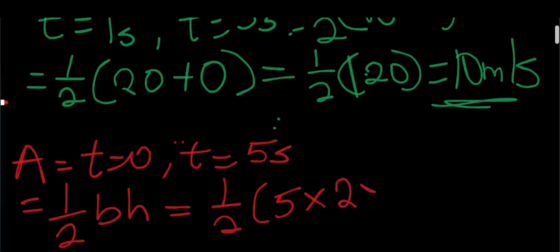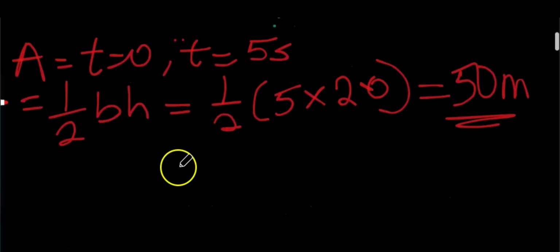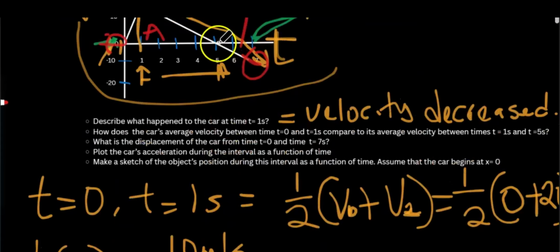Half times 5 seconds times 20 meters per second. By the time we multiply this together, we get 50 meters. That's for A. Now let's calculate for B. If you look at the graph of B, B is on the negative part. It is a down slope, so therefore it will be an opposite triangle.